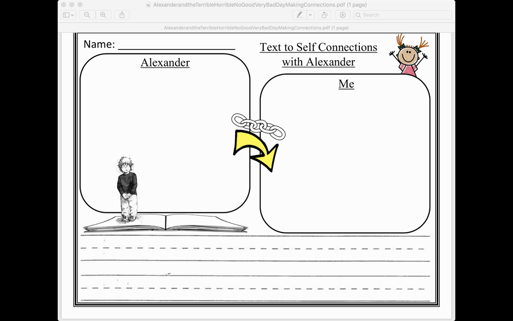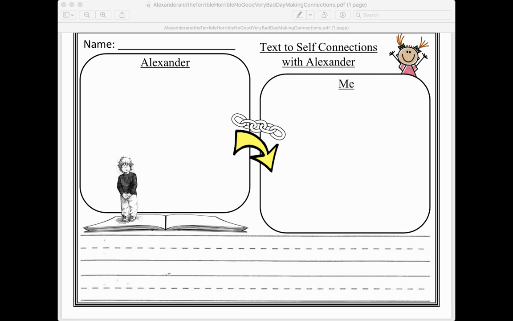There's text to text. So something we read can remind you of a book. There's text to self, which can remind you of a time that you connected to a character, or you can make a connection text to world, where in the book it reminds you of something that you saw in the world on your own.